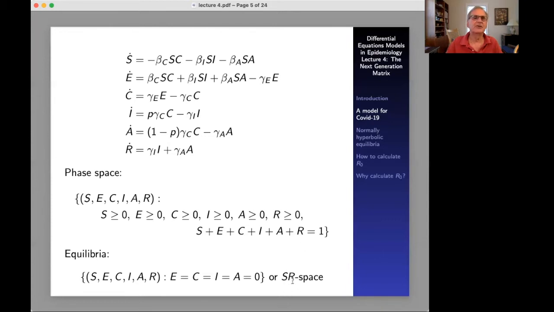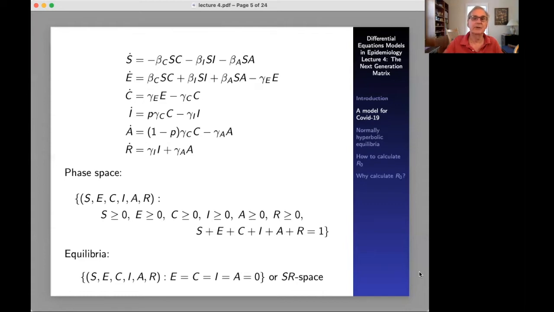What that is, is SR space. The other variables are 0. Our remaining question is, is everything in that space an equilibrium? And to answer that, we need to look at the first 2 equations. And sure enough, in the first 2 equations, if I set C, I, A, and E all equal to 0, the first 2 equations become 0. So this entire 2-dimensional space, SR space, consists of equilibria. The way you can interpret that is if every single one of these infected categories is 0, you have an equilibrium. You just stay there.